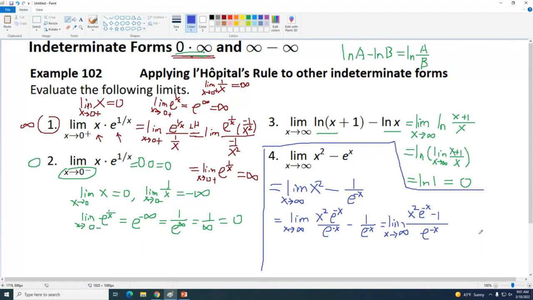For the numerator, what is the limit? So we want to confirm if we still need L'Hopital. This e to the negative x, as x goes to infinity, is 0. But x squared is infinity. So that's infinity times 0. So we have to do it again, and we'll get 2x over e to the x plus.